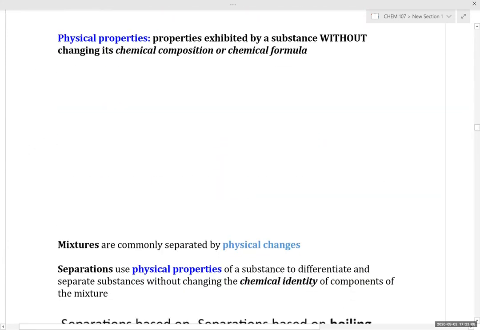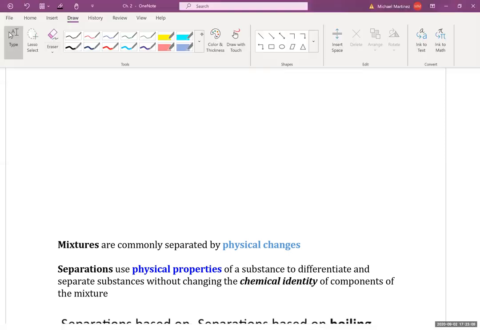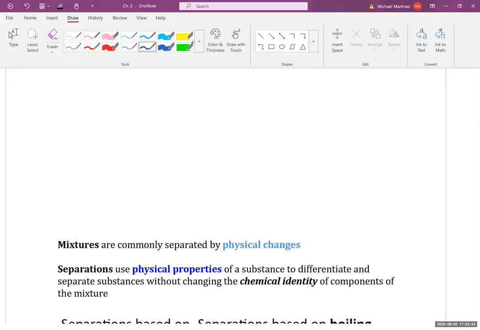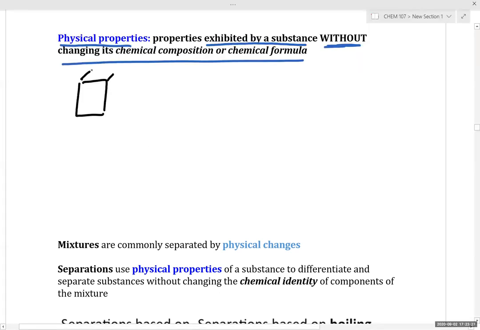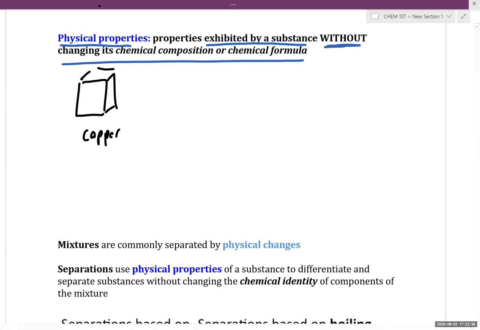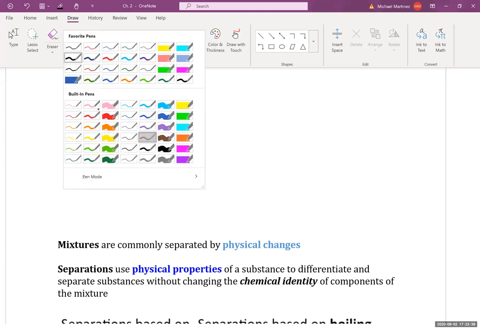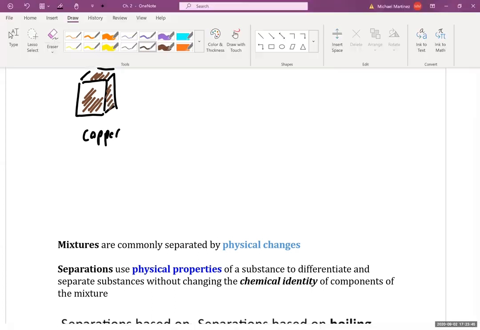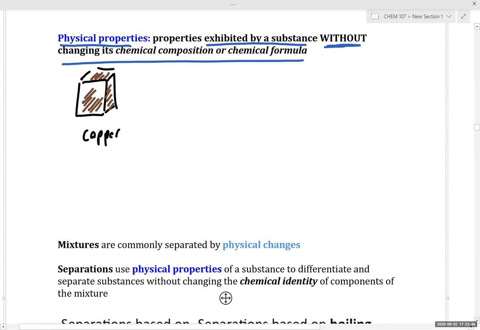So let's talk now about physical properties. Physical properties are any properties that are exhibited by a substance without changing its chemical composition or chemical formula. So let's pretend that we have a nice cube of copper, for example. What can we measure about that cube of copper? What can we observe? What data can we collect for this cube of copper without changing its chemical formula?